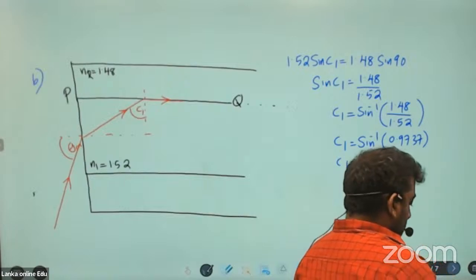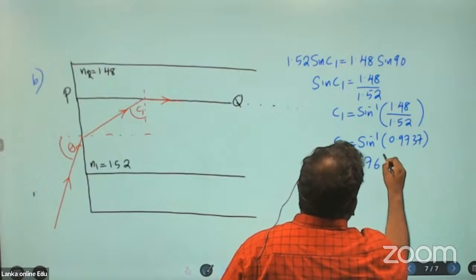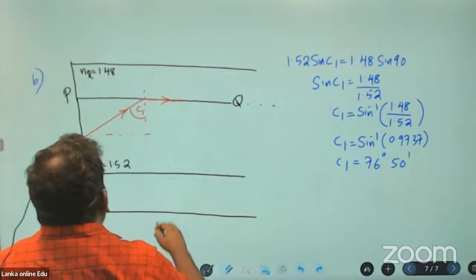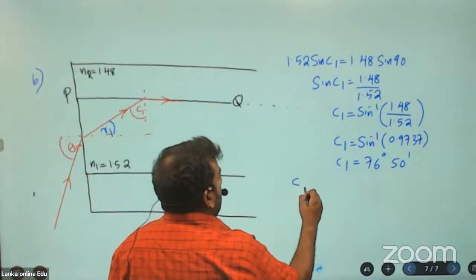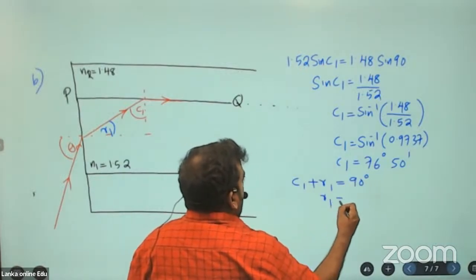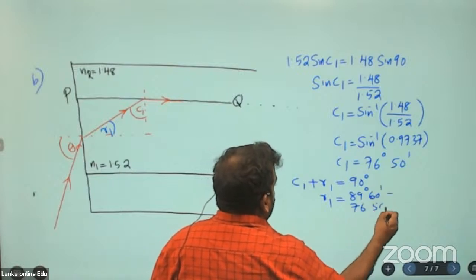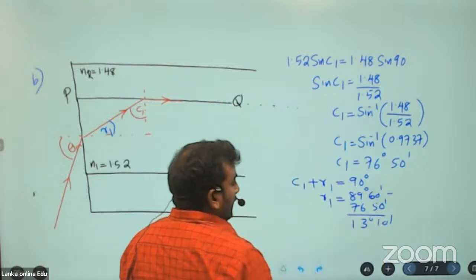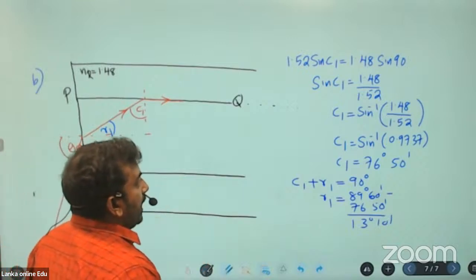Approximately 76.50, let's say. If this is 76.50, find R1. C1 plus R1 is 90 degrees, so R1 is 89.60 minus 76.50, which is 13 degrees 10 minutes. Apply carefully.